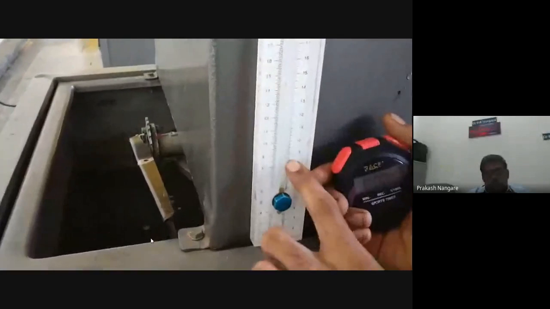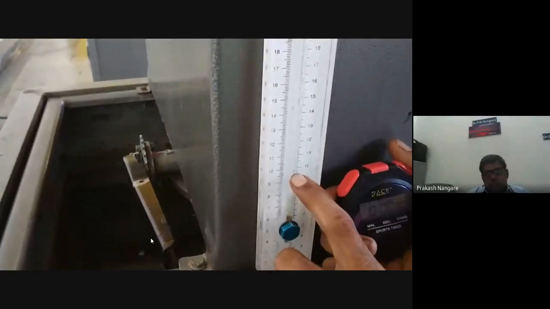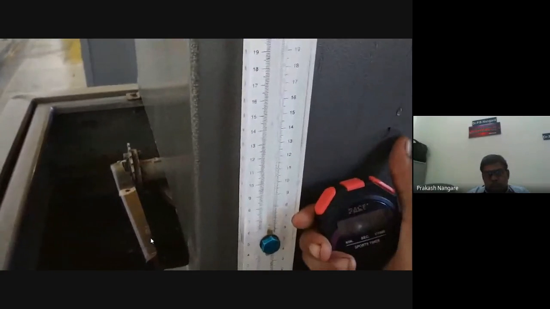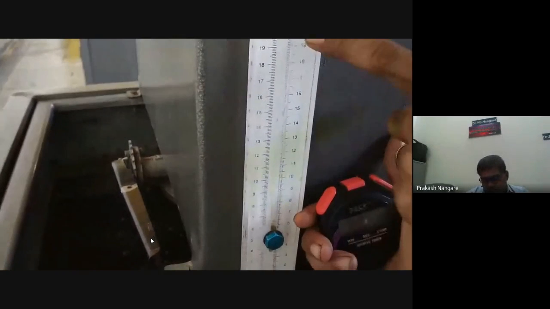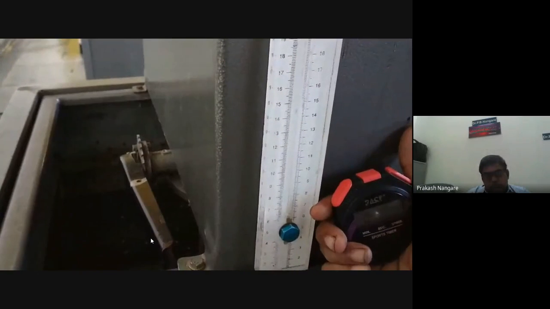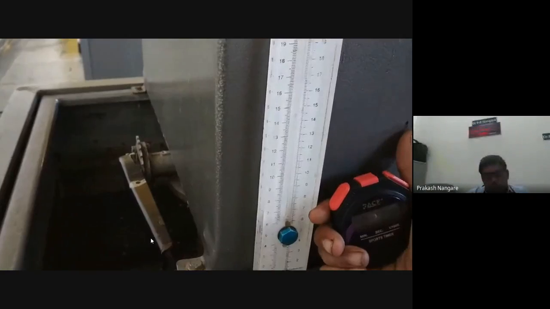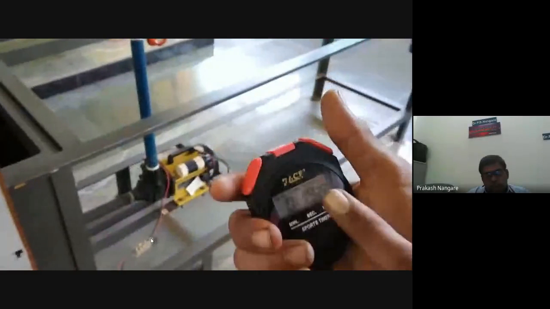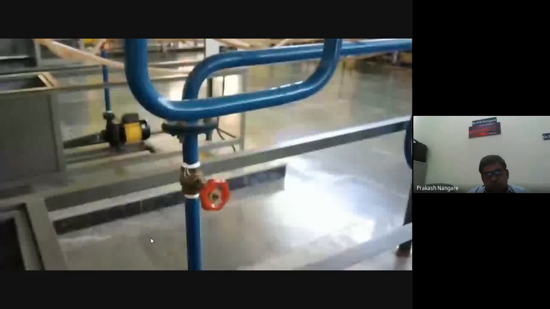Okay. At 10, you have to start the stopwatch. Wait for it to reach 20, which means a 10 centimeter increment. What time is taken for a 10 centimeter water level rise? That is the time taken value. Stop the watch. Take the time taken for the 10 centimeter increment of water level. This is the first reading.